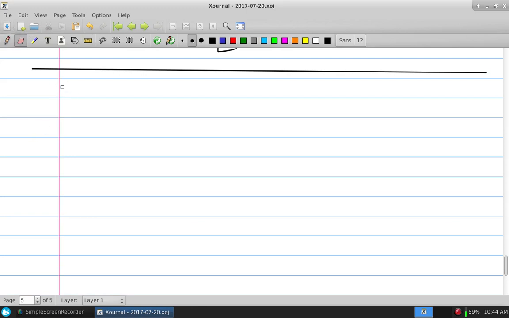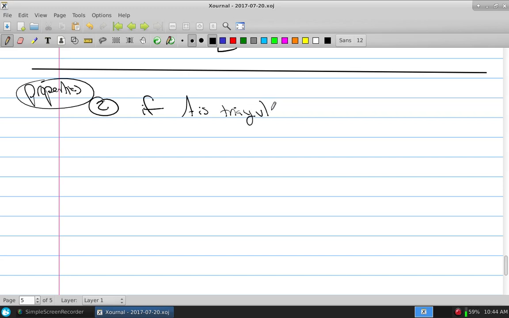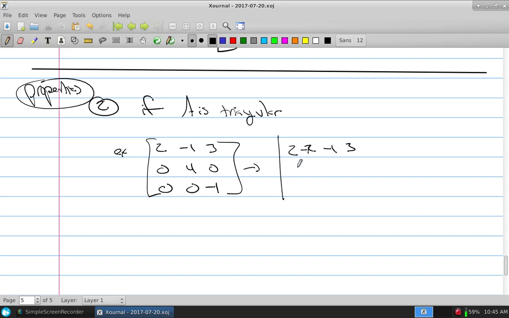Another one. A second thing, another property. Second one, if A is triangular, if I say the word triangular, I mean it can be upper triangular, lower triangular, but if it's both upper and lower, it's what? Diagonal. If A is triangular, say for example, rows (2, negative 1, 3), (0, 4, 0), (0, 0, minus 1). If that's A, I want to calculate the determinant of rows (2 minus lambda, negative 1, 3), (0, 4 minus lambda, 0), (0, 0, minus 1 minus lambda). It's supposed to be equal to 0.